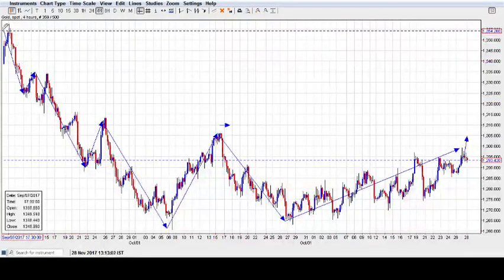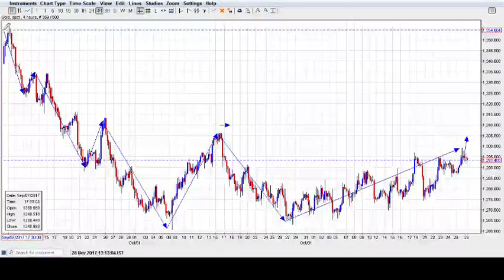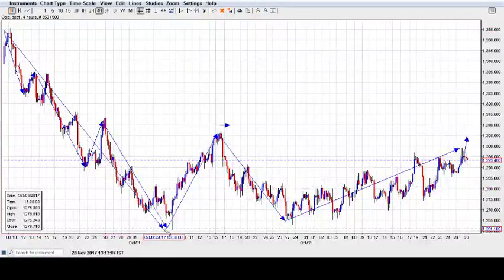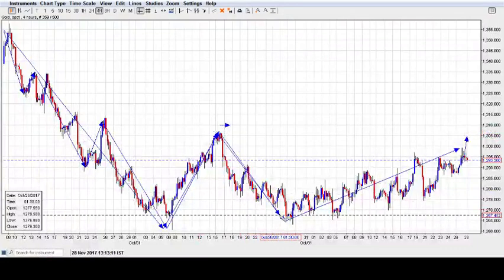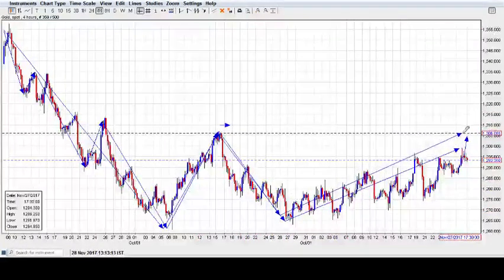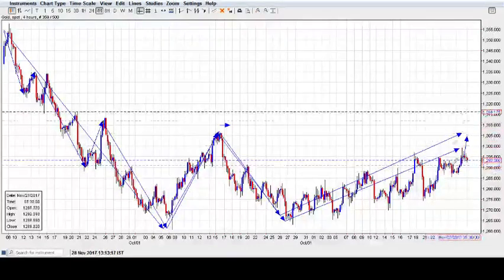Alright, so all in all, the wave structure looks good for gold on the south side. That's the first wave, A, B. Either B has formed or B is likely to form maximum around 1304, 1305, 1306. That's the resistance zone now.